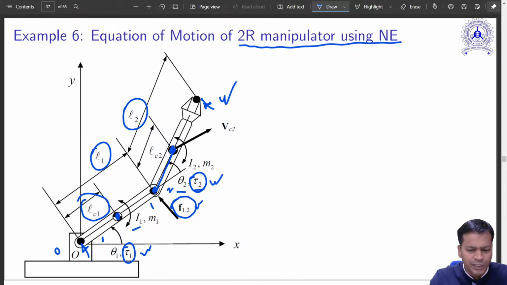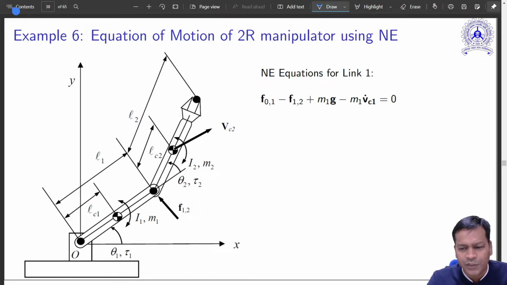If the link geometry and mass distribution are known, the moment of inertia tensor is known. Mi is the mass of that link, and similarly for link 2. So these are the variables that are known. We can calculate the velocity. If we can do forward kinematics, we can take the derivative, so we can definitely calculate this velocity. So let us do it.